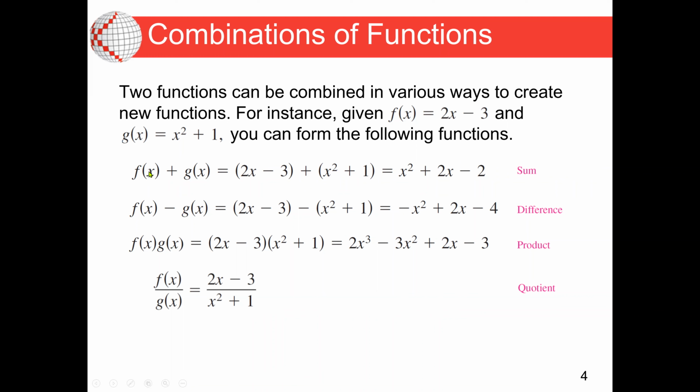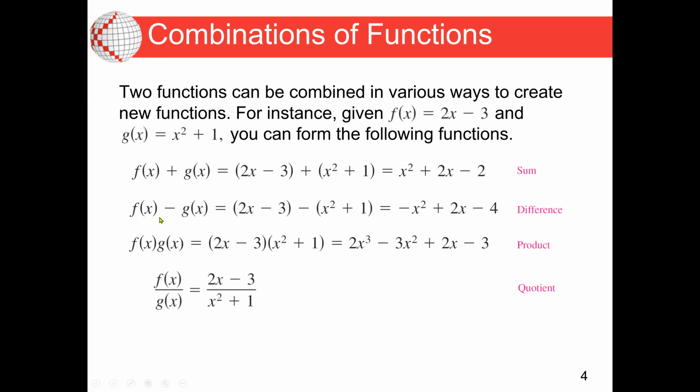So first we start with f(x) plus g(x). We know f(x) is 2x minus 3, and g(x) is x squared plus 1. So we add them together by combining the like terms. x squared is by itself, so we write down the x squared. We have 2x by itself also, so we write down the 2x. But minus 3 and plus 1 are like terms, so we can combine them. Minus 3 plus 1 will give us minus 2.